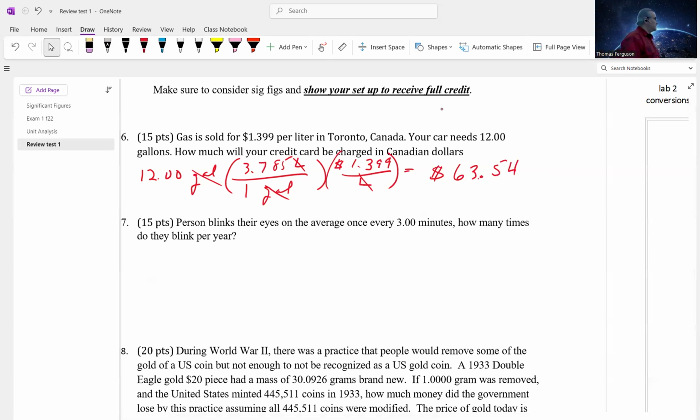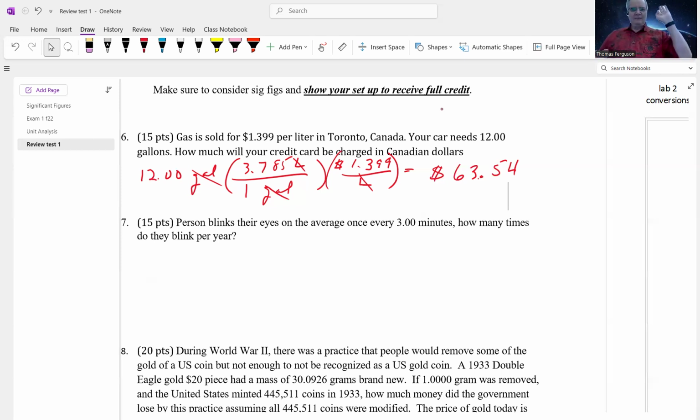So this is a fraction problem. Now, I've never purchased gas in California or in Canada, so I don't know if they have that many decimal places at the pump. I just kind of invented this problem.